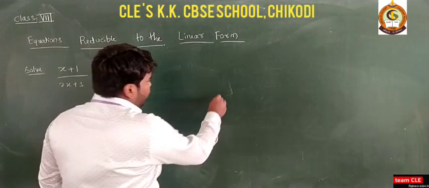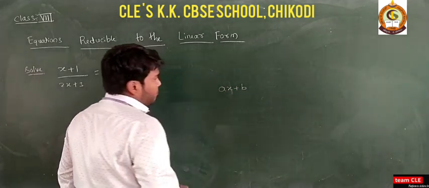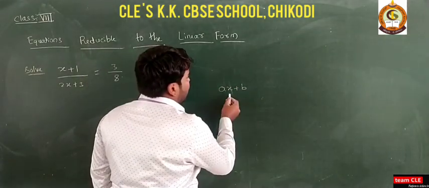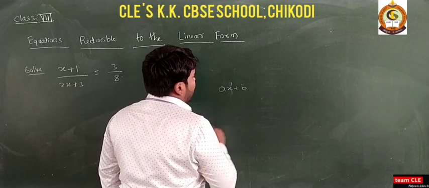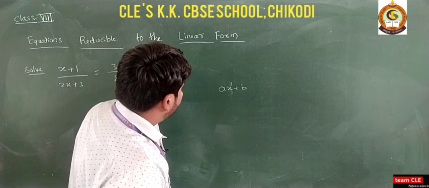So linear form, you already know, it is ax plus b. Ax plus b is your linear form because the power of x is 1. If the power of x is 1, it is a linear equation. It is a linear form.